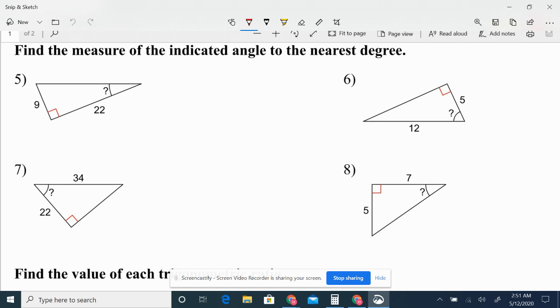All right, so once again, we're going to do what we did yesterday. We were looking at how to find the angle. We're going to find the measure of the indicated angle to the nearest degree.